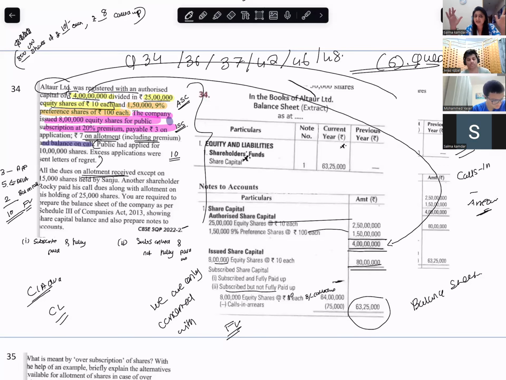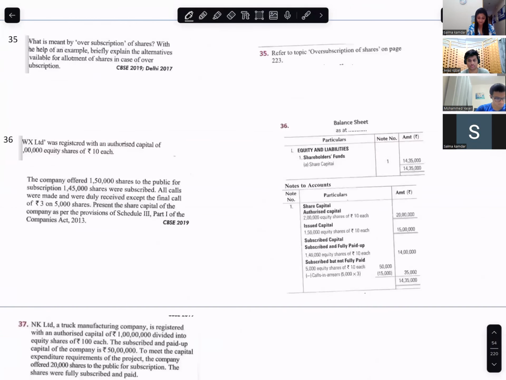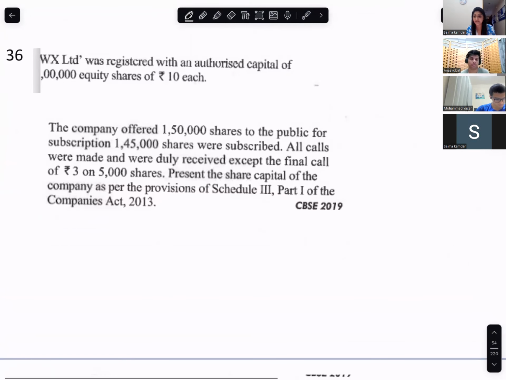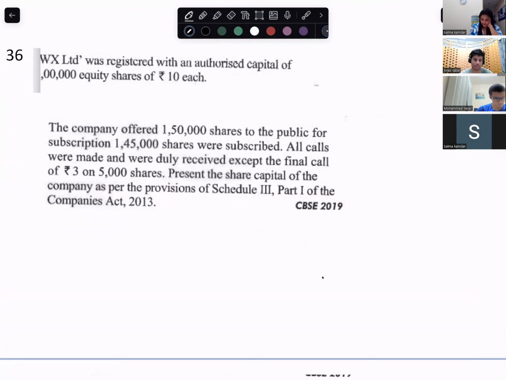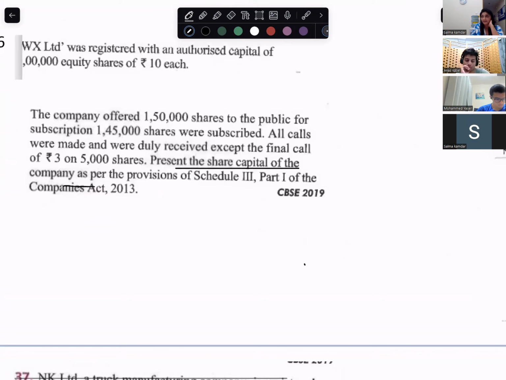I have discussed this sum, but after we finish this, I want you to do it. I will discuss one more sum to see if you have managed. This came in paper 2019, and that had come in paper 2023. Present the share capital of the company as per the provision of Schedule 3, Part 1 of the Companies Act 2013.